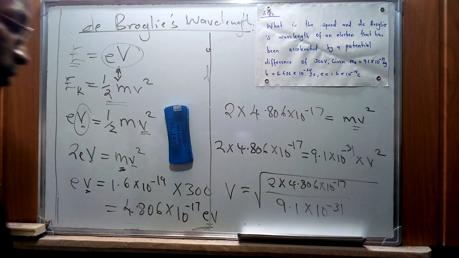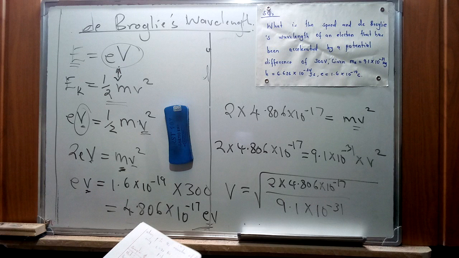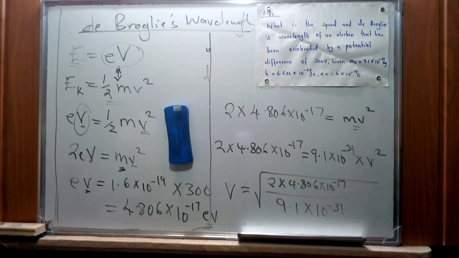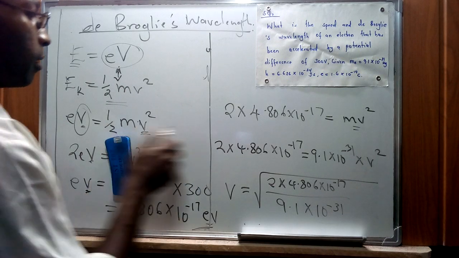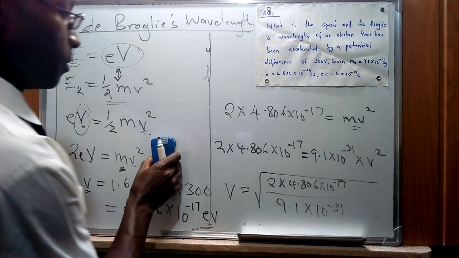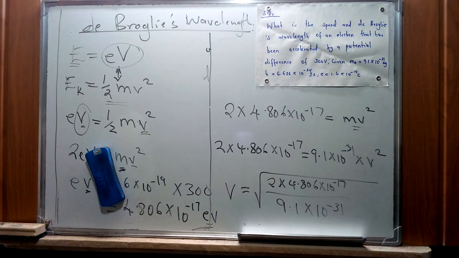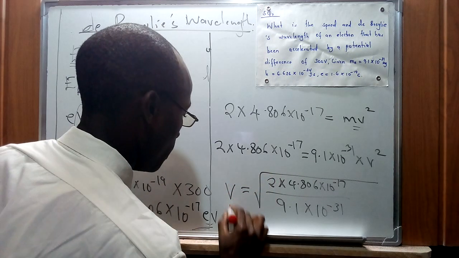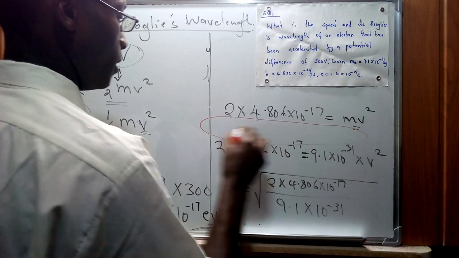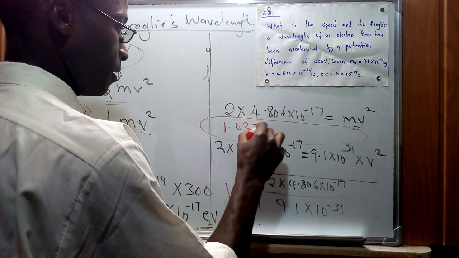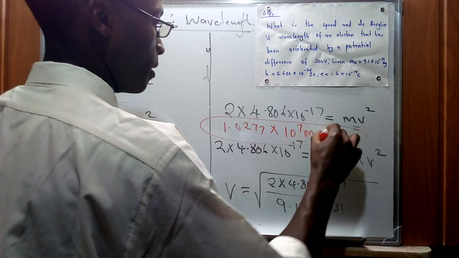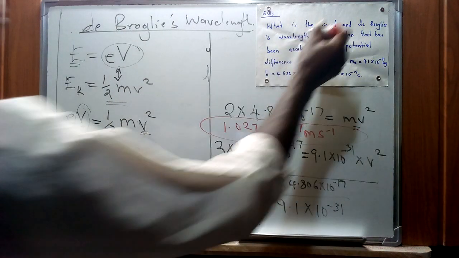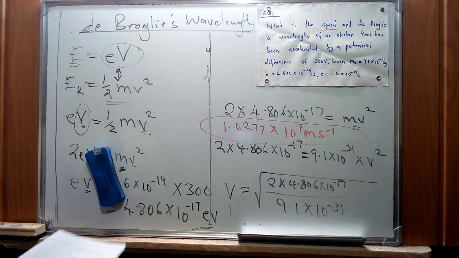This is going to give us 1.027 times 10 to the 7 meters per second. That will be the speed of that electron accelerated in that potential difference.